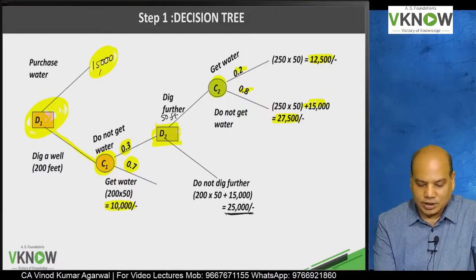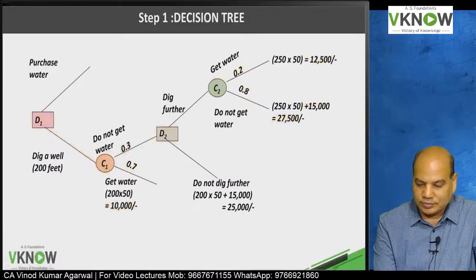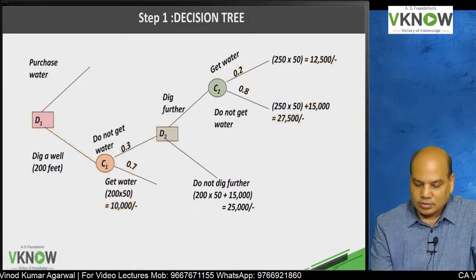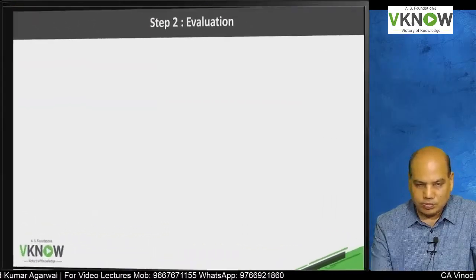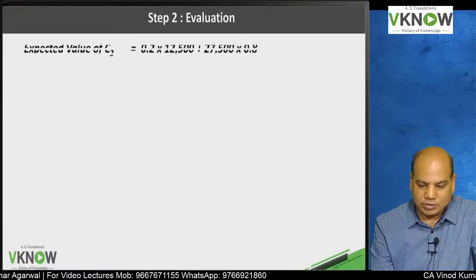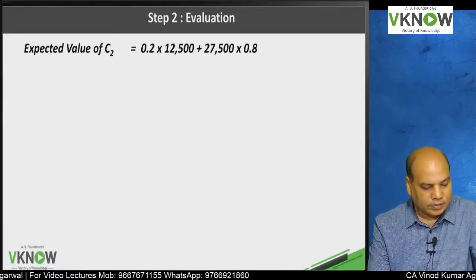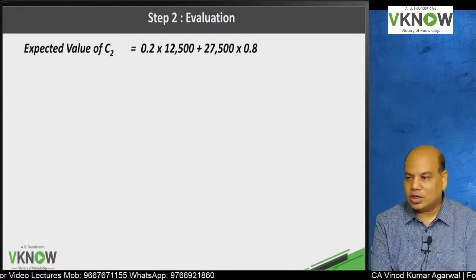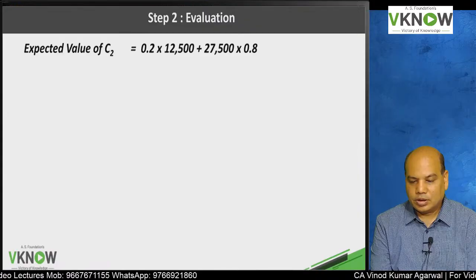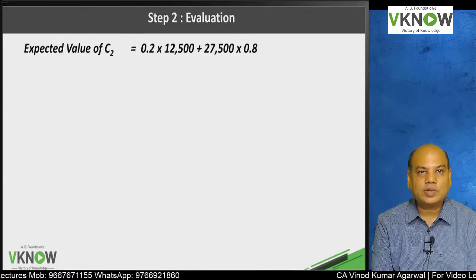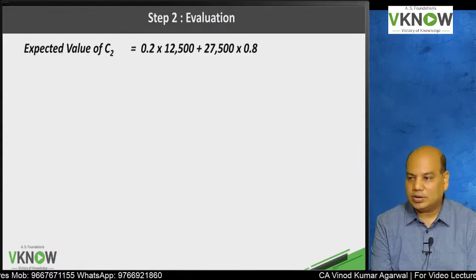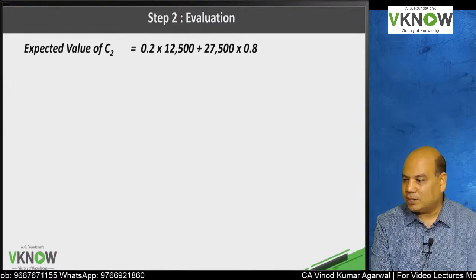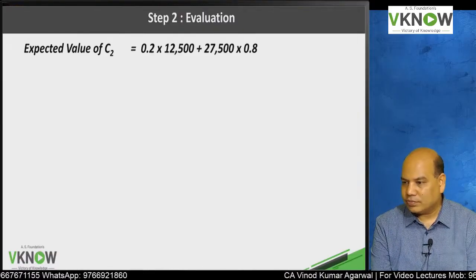I'll give you 5 seconds to think. Is it right? Write down below the diagram, write down step 2 evaluation. Step 2 evaluation. Continuously look at the diagram. If it is a chance node, multiply probabilities with their values.